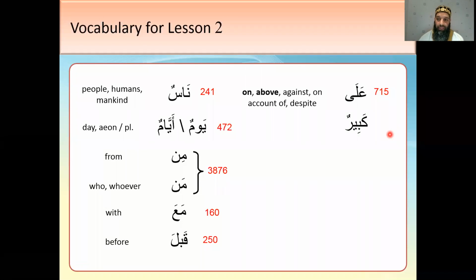Kabirun. How do I sound when I'm saying kabirun? Sound big. Yeah? It can also mean great, and also can mean old because when a person is old, he's big. We say even in English, you know, big sometimes means old. 44 times. قوم, nation.